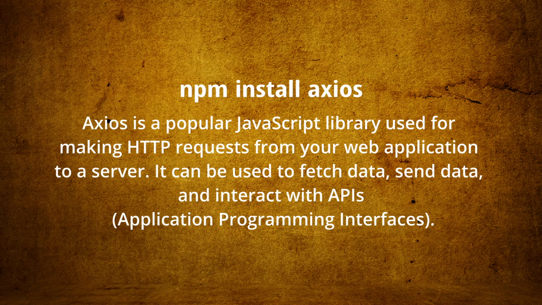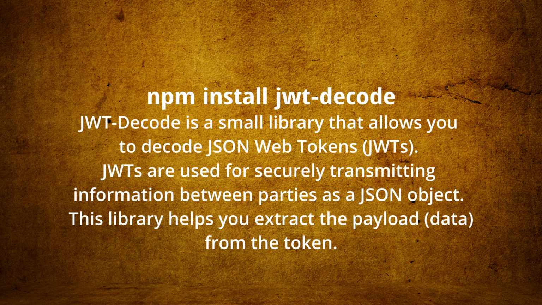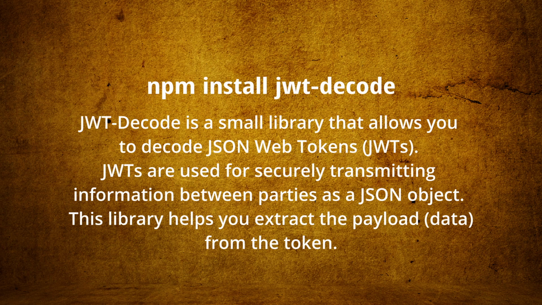Another library that we are going to be using is the JWT decode, which is a small library that allows you to decode JSON web tokens. JWTs are used for securely transmitting information between parties as a JSON object. With the help of JWT decode library, we'll be able to extract the payload data from the token.